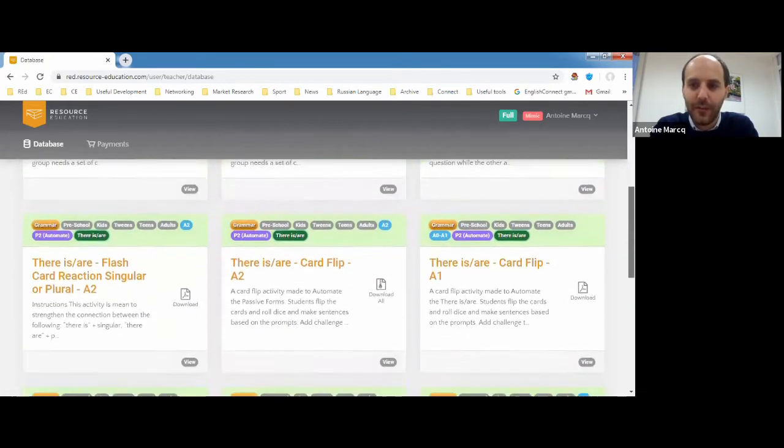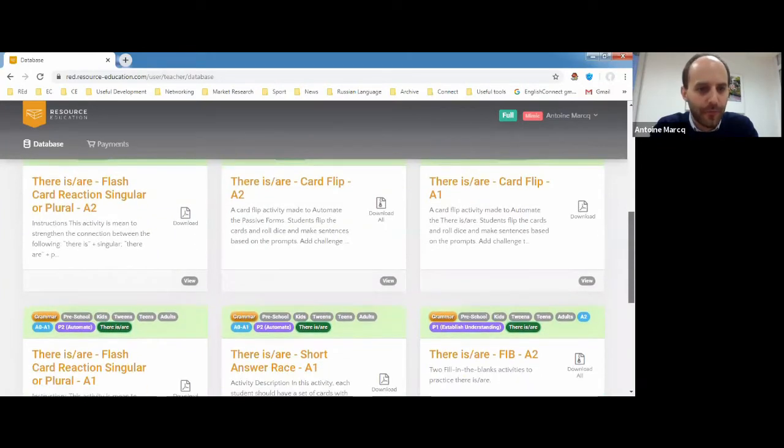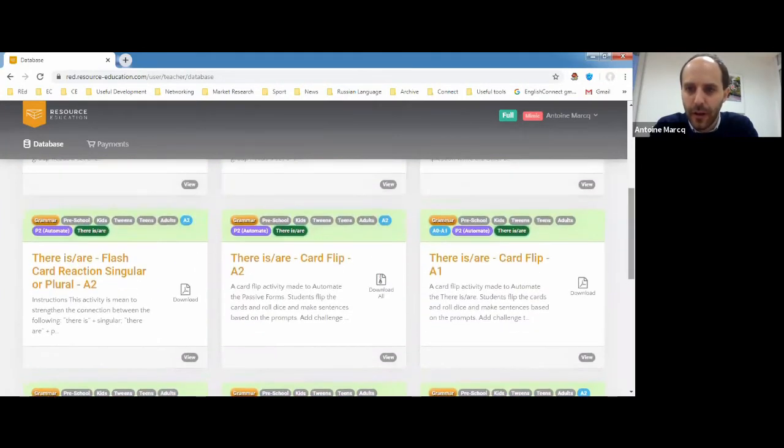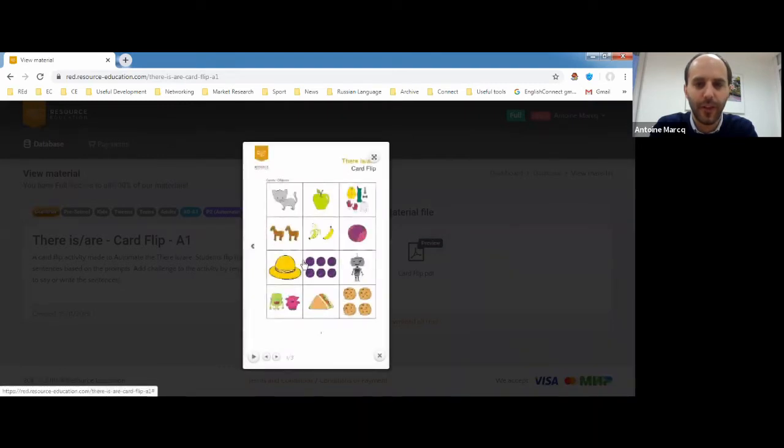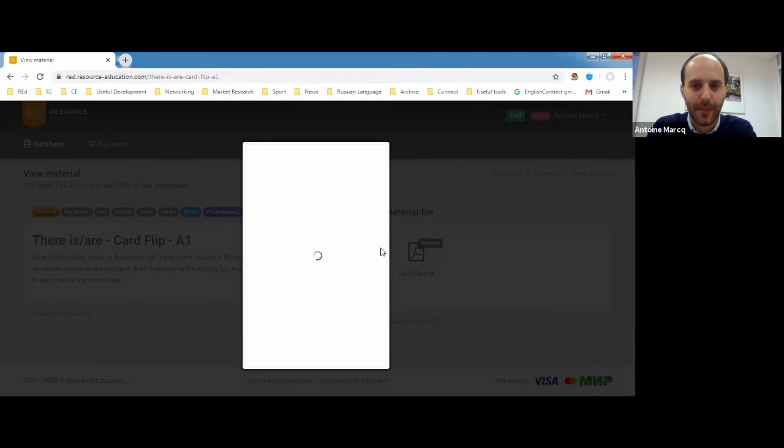And we developed even a third P2 for there is, there are. There it is. Just a card flip. So card flip is always pretty much the same. What you need here, you have cards of objects and cards of places.